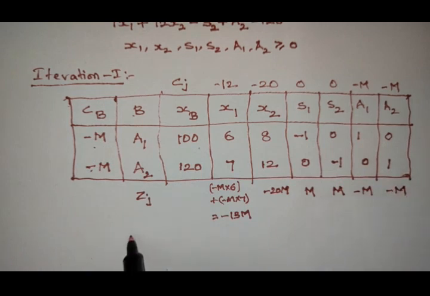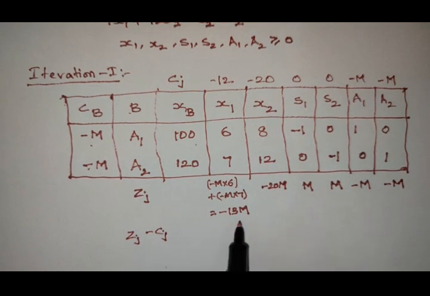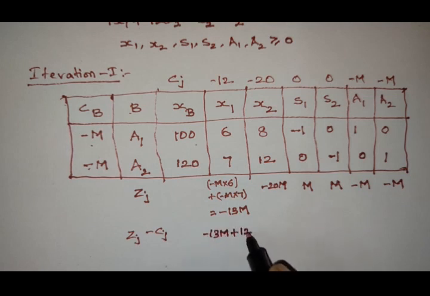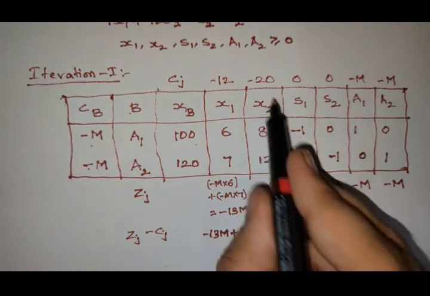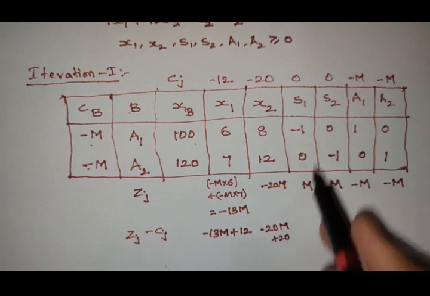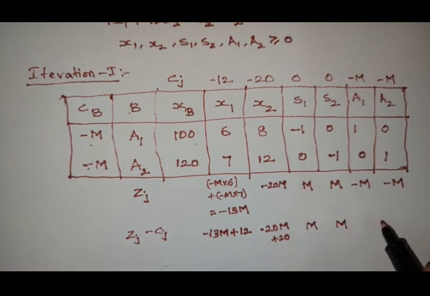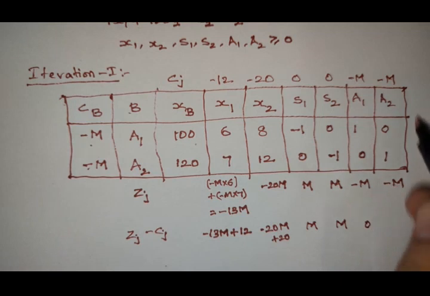So now calculate Zj minus Cj. What is Zj minus Cj? Minus 13M minus of minus 12, so it will give minus 13M plus 12. Next, minus 20M minus of minus 20, so minus 20M plus 20. Next, M minus 0, M. M minus 0, M. Minus M plus M, 0. Minus M plus M, 0.